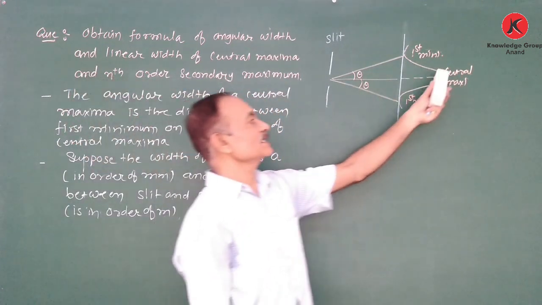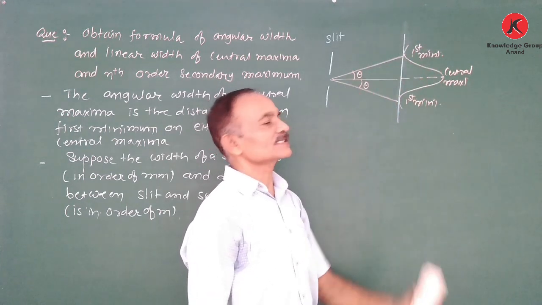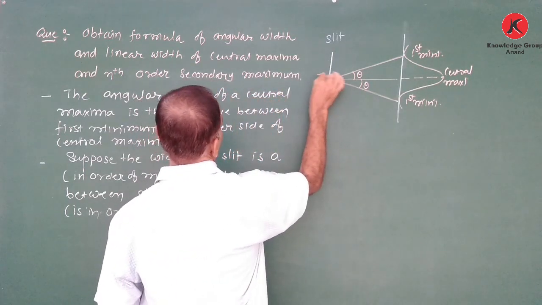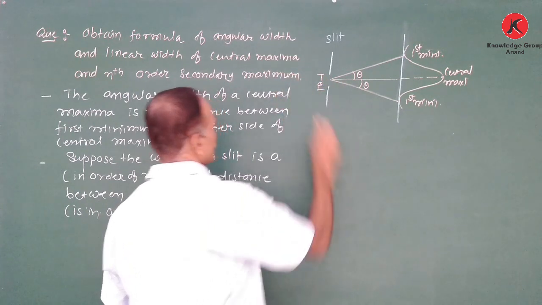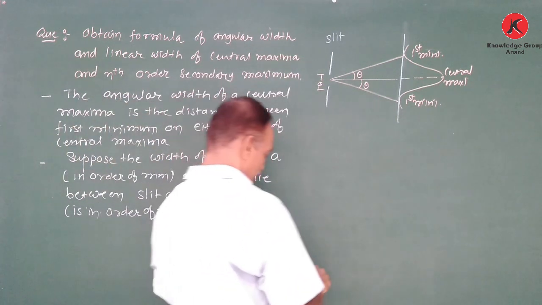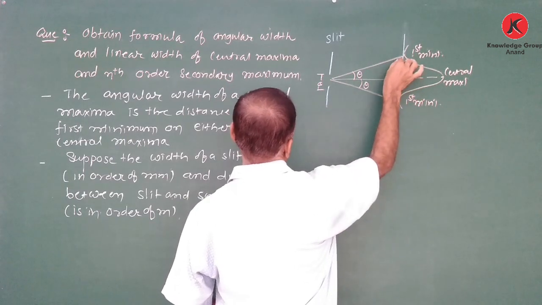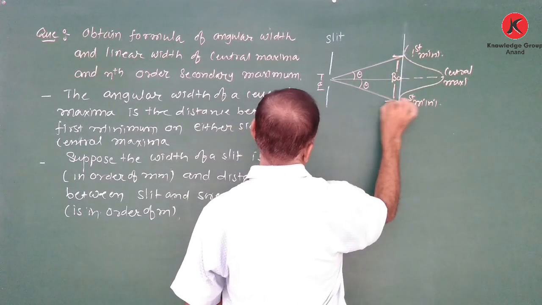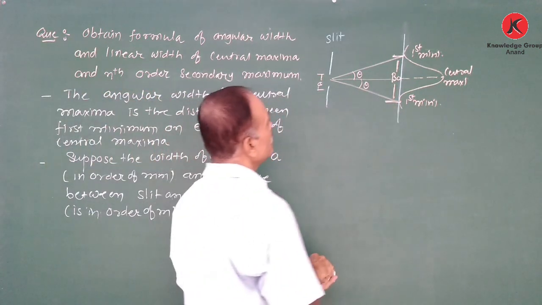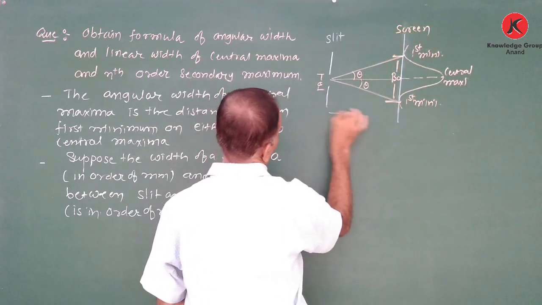Therefore, the width of the central maximum is the distance between the first minimum on either side of the central maximum. That is the slit, and its width is a. Now this distance is beta 0, that is the linear width of the central maximum. The distance between the slit and screen is D.